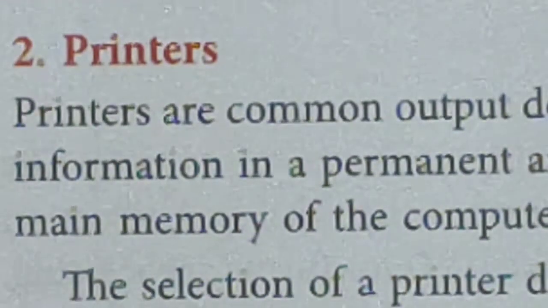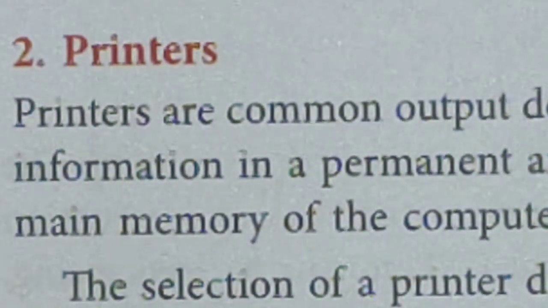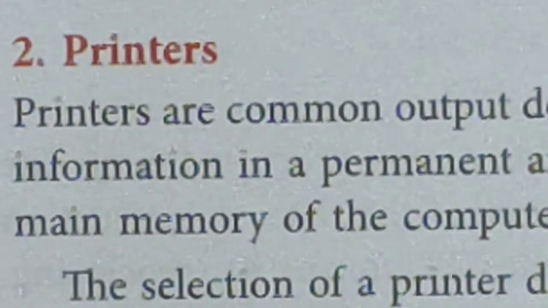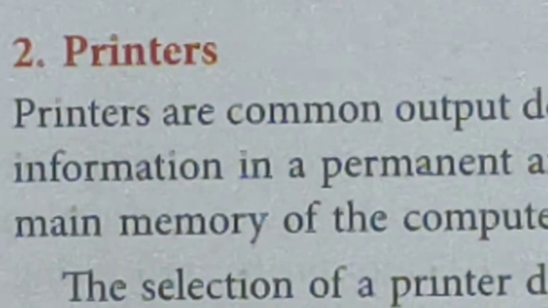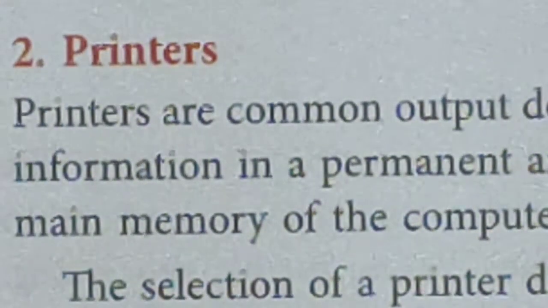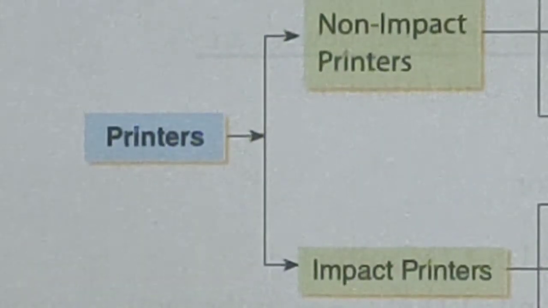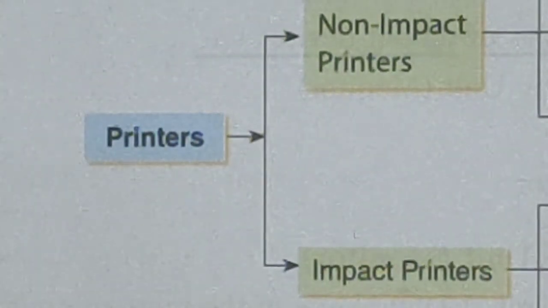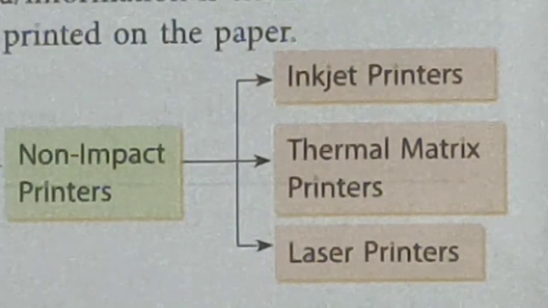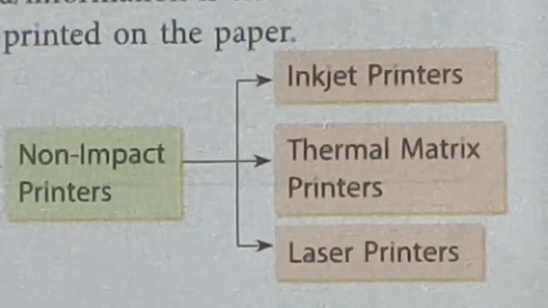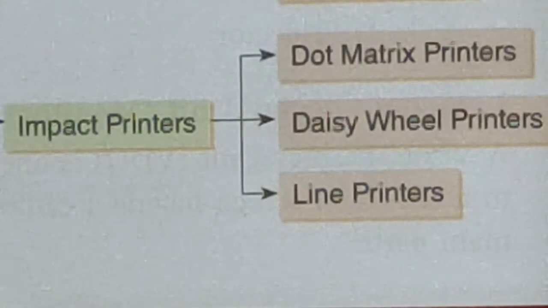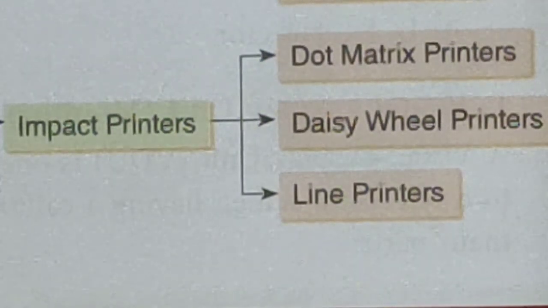Printers are common output devices used to get the results on paper, as hard copy. They provide information in a permanent and readable form. The data or information is transferred from the main memory of the computer to the printer and then printed on the paper. There are two types of printers: non-impact printers and impact printers. Examples of non-impact printers are inkjet printers, thermal printers, laser printers. Examples of impact printers are dot matrix printers, daisy wheel printers, line printers.